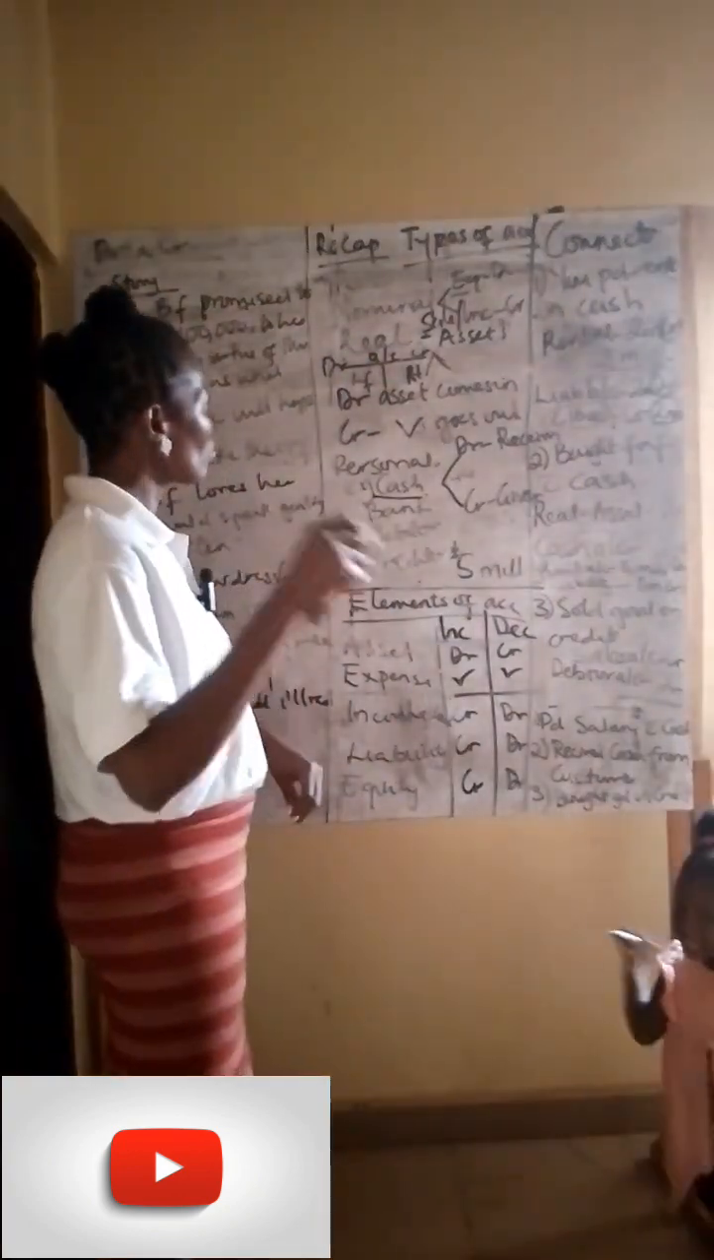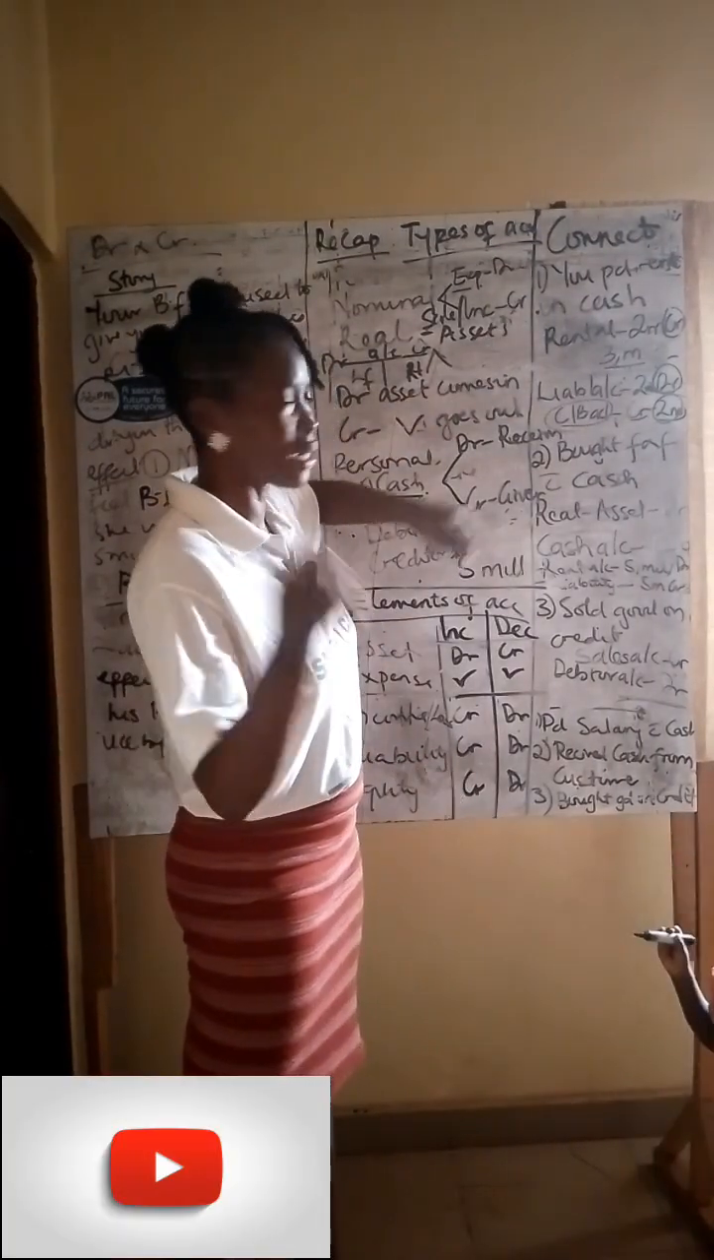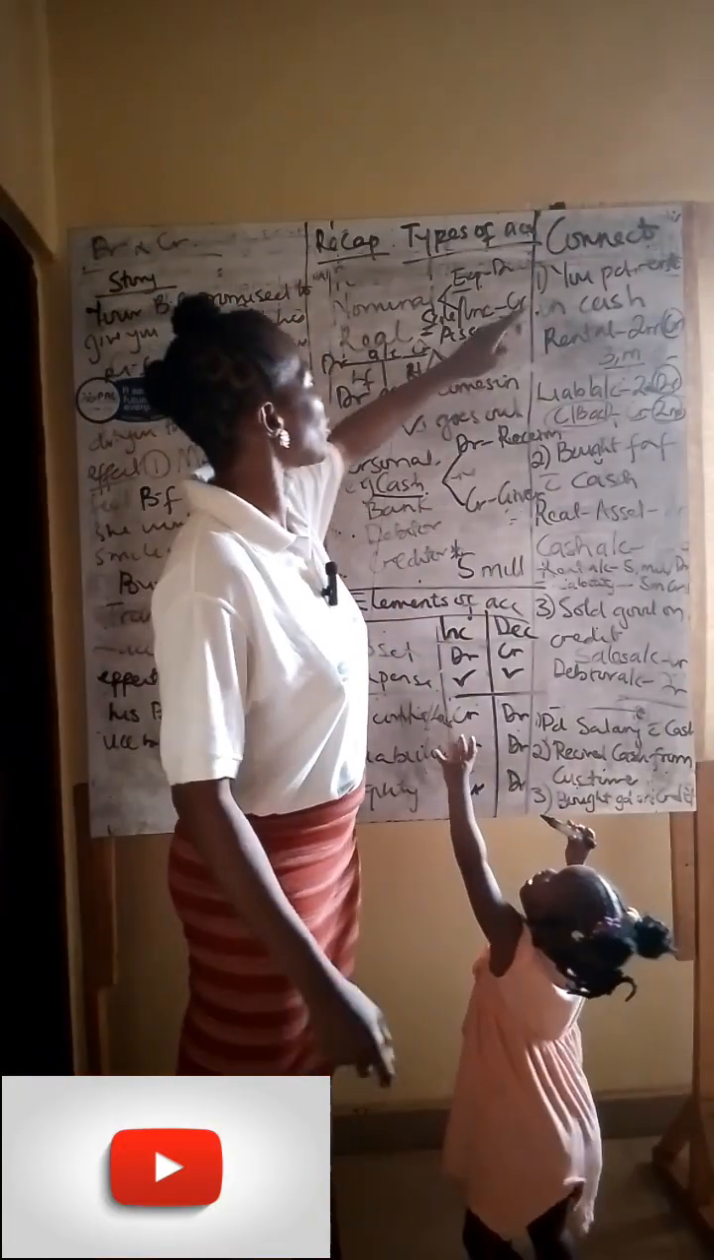Okay. Now let's do one last example. We said paid rent with cash. I want to just recap this, so I don't know if I missed it earlier on. So just flow with me. So we said paid rent with cash.